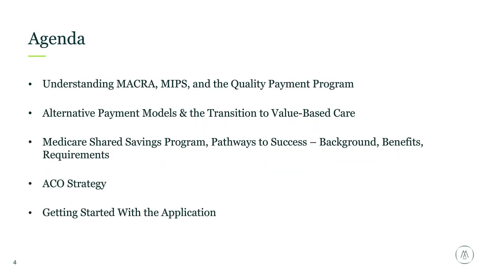So with that, we will talk about the big picture background, understanding MACRA, MIPS, and the Quality Payment Program, setting the context for what's going on in healthcare right now. And we'll look at alternative payment models and the transition to value-based care, and then hone in really specifically on the Medicare Shared Savings Program and what is now called Pathways to Success. That was a big overhaul that just started this year. So we'll get into the detail on that and also look at ACO strategy and how to get started with the application.